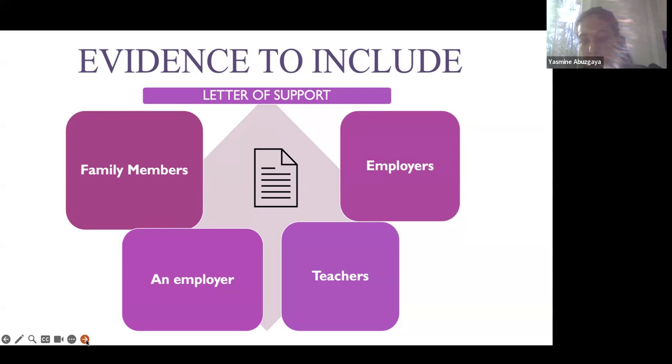So, as much evidence and personal documentation as you can put together and as many letters of support as you can collect, that is what the aim is, and that is what would be as persuasive as possible for the IRCC officers.